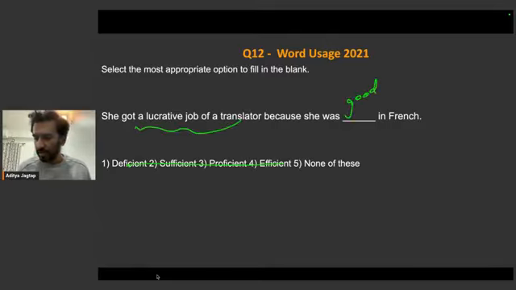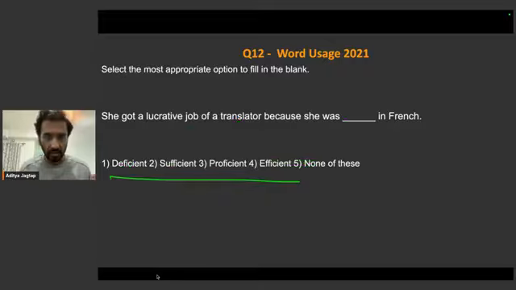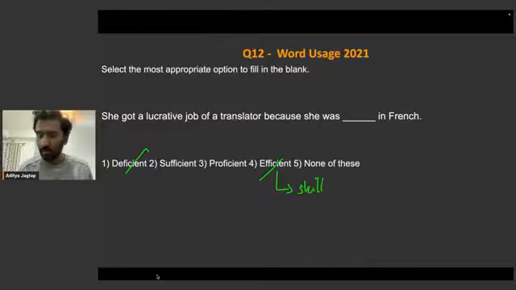Then I don't need this essentially at the start. I can estimate the meaning, and then all I have to do is a simple elimination exercise. I'm simply telling you this method because the question can get harder. Deficient doesn't work. Efficient doesn't work. Efficient would mean skill. Language speaking can be considered a skill, but in terms of language, efficient is not applicable here.